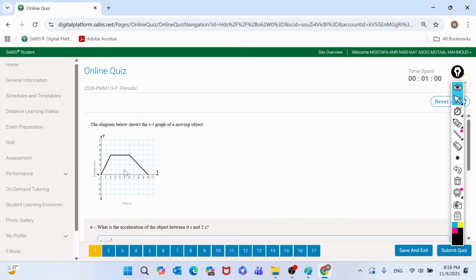Okay, let's start. The diagram below shows the VT graph of a moving object. What is the acceleration of the object between 0 seconds and 2 seconds? Okay, so we know it's the slope of the VT graph, we did this so many times, guys. V final minus V initial over T final minus T initial. V final is 4, so 4 minus 0 over 2 minus 0. That's equal to 2, so that's the acceleration.